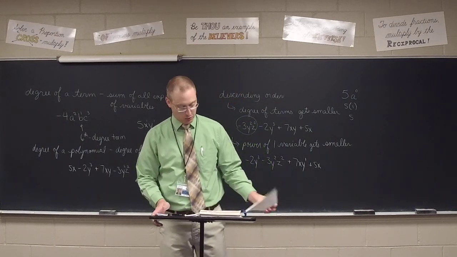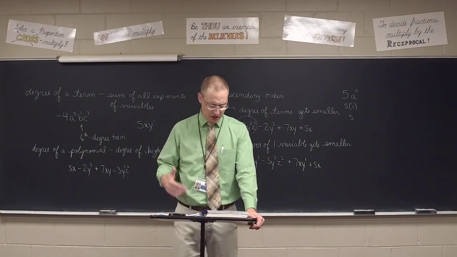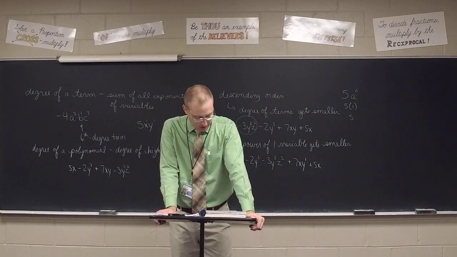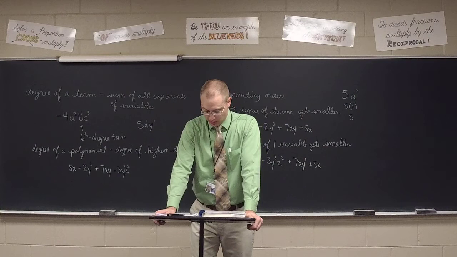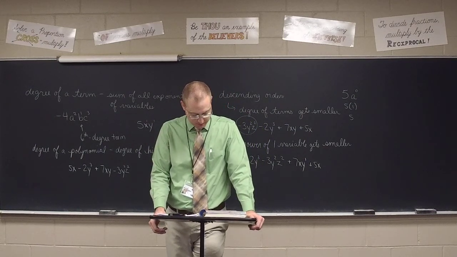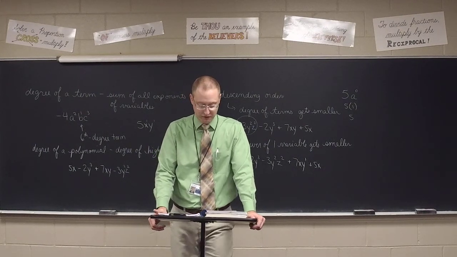Turn over in your books if you would to page 178. So flip the page, page 178. And let's do these together here. Number 1, what is that thing, class? It's a binomial. It's 1st degree, isn't it? Look at number 2, what's that? Monomial. What degree is it? 5th degree. It's a 5th degree monomial.